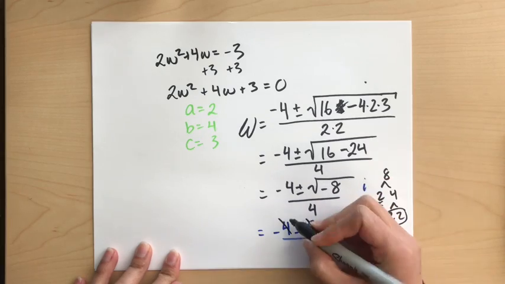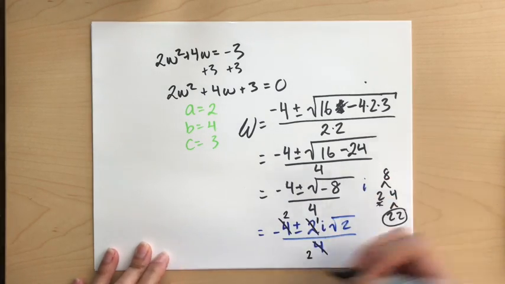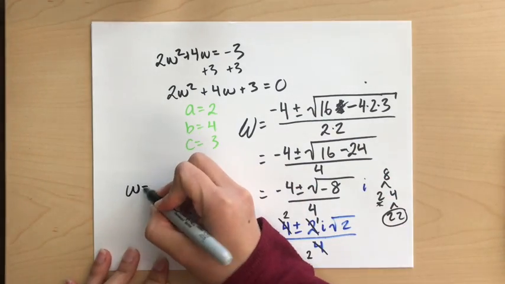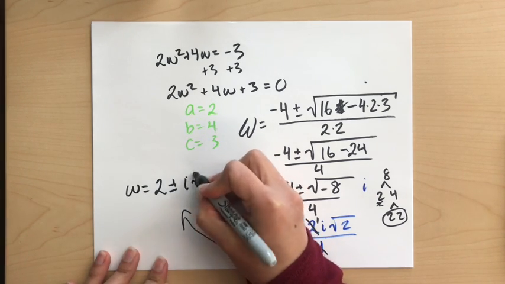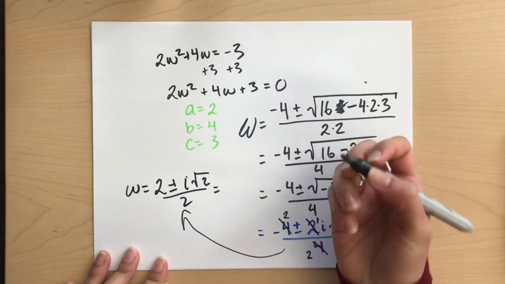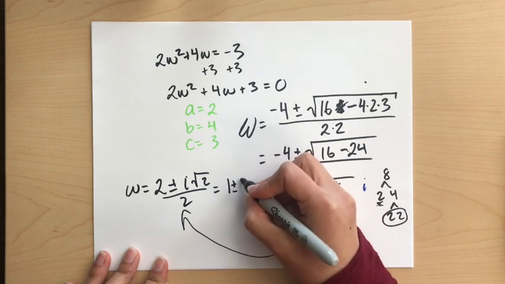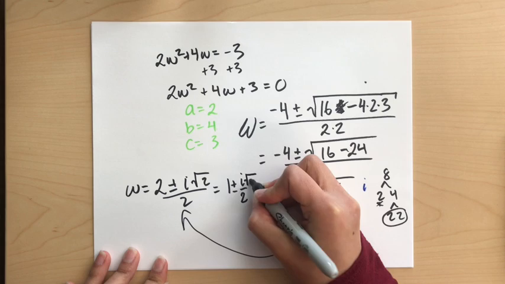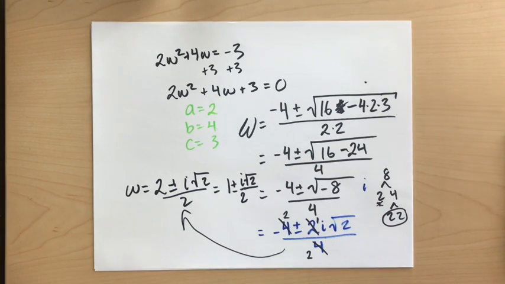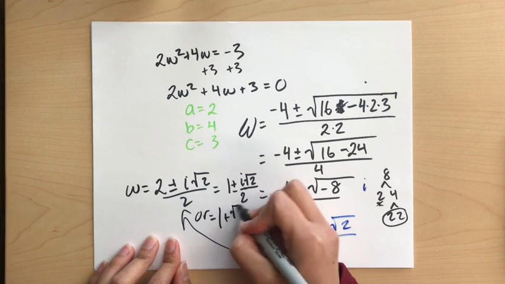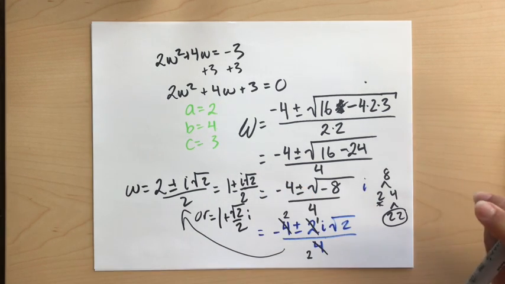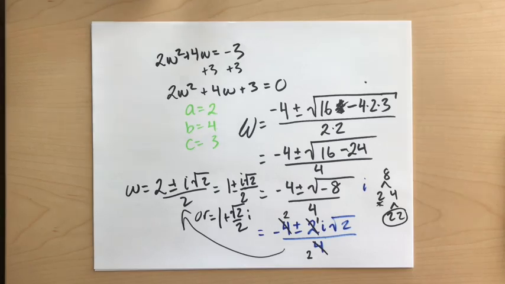Okay, we're almost good, except that we need to reduce this. So then I end up with negative 2 plus or minus i root 2, and that's all over 2. And because I have an i, I need to split up the 2 over each. So 2 divided by 2 is just 1. So it'll be 1 plus or minus i root 2 over 2. Or there's another way of writing it, 1 plus or minus root 2 over 2 i. Okay, that would be kind of a neater way of writing it.